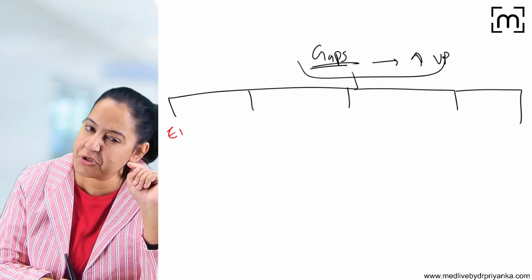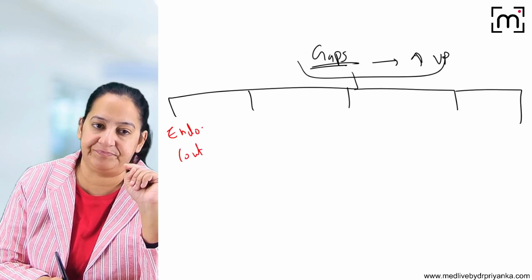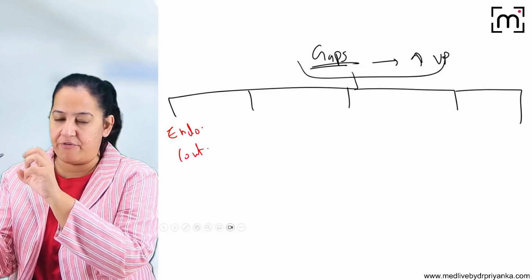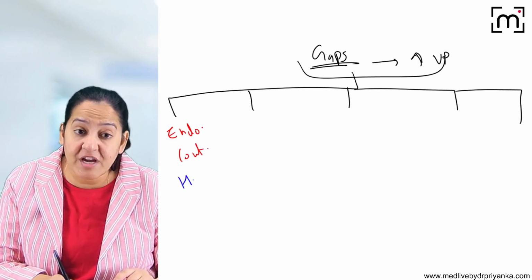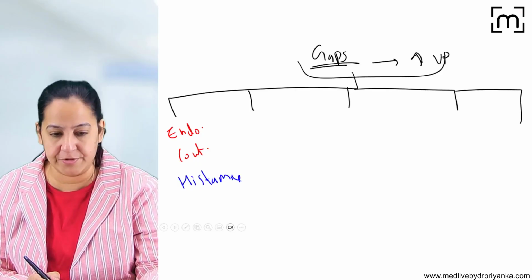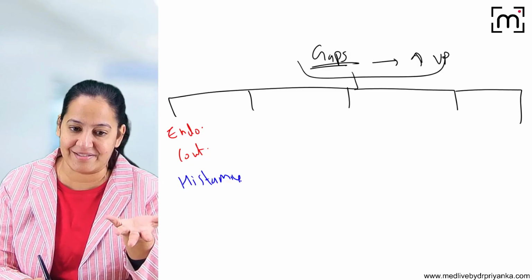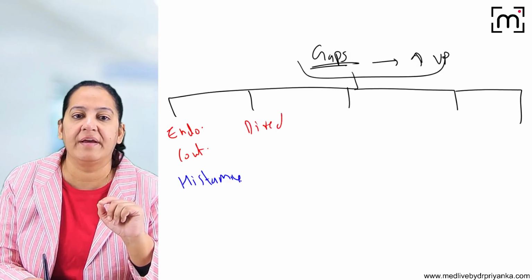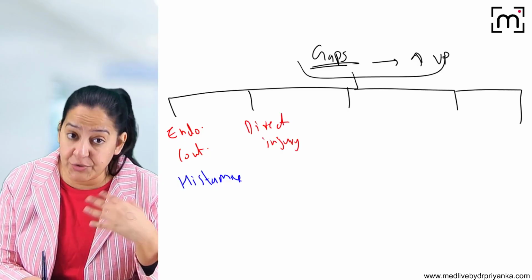The first one, the most common, is endothelial contraction. All the endothelial cells contract because of histamine, and the gaps are produced. 90% of gaps are produced because of this. The second is produced by a terrorist. Terrorist means direct injury, direct injury by an injurious agent.